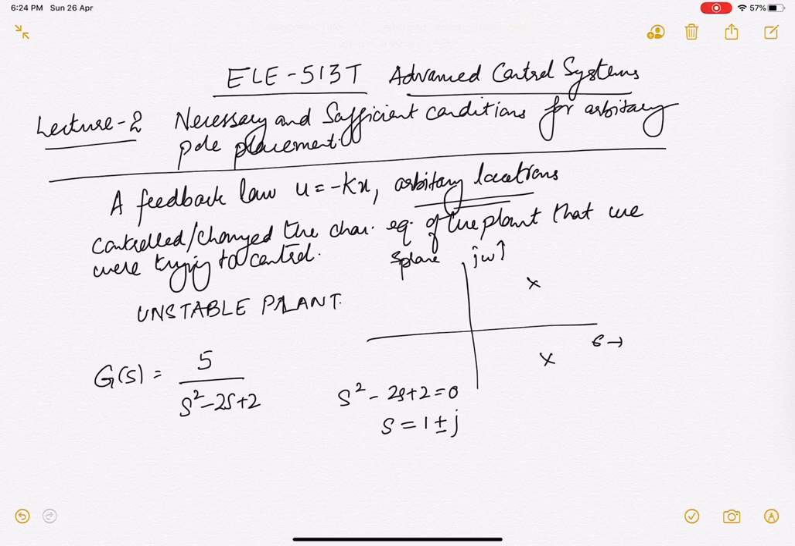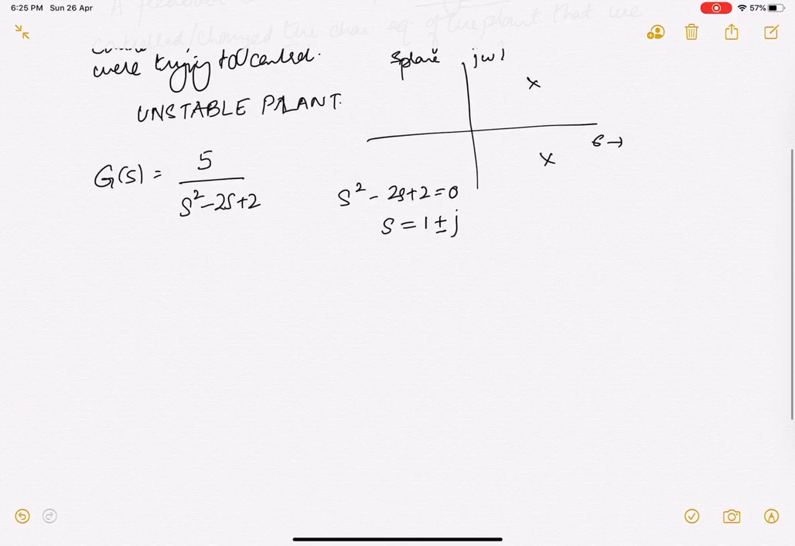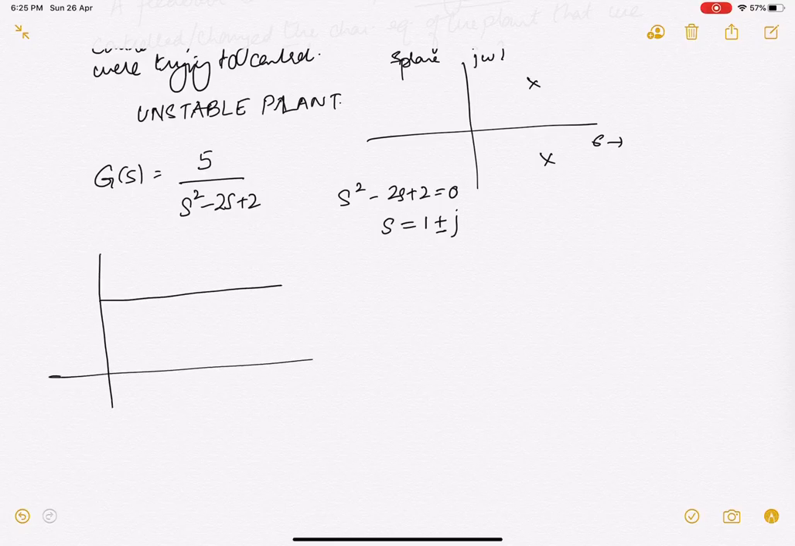It's an unstable plant, and our objective is to apply the state feedback law u is equal to minus kx and stabilize it. If you look at the behavior of this plant for a step input, this kind of an input, it would respond with an oscillatory unstable response like this.